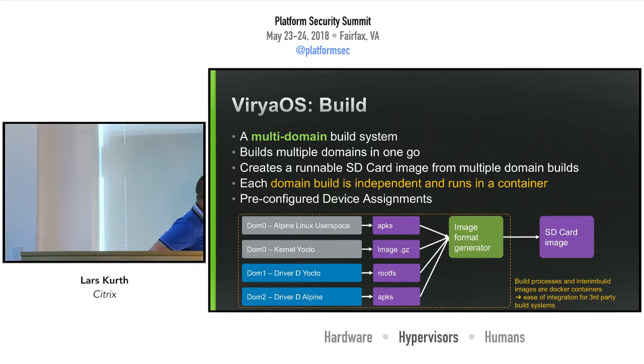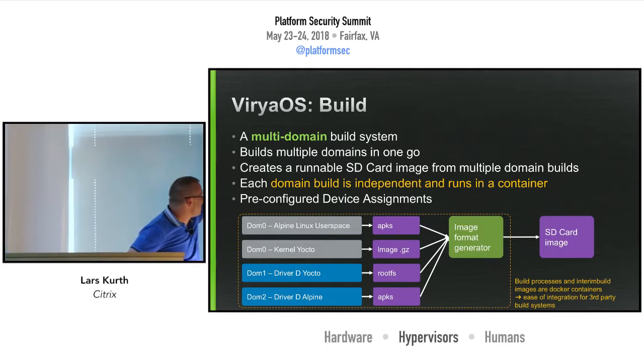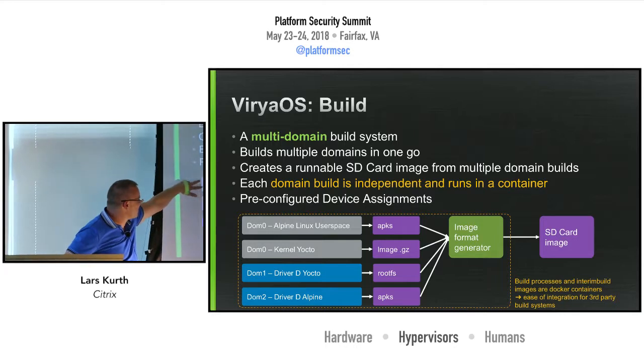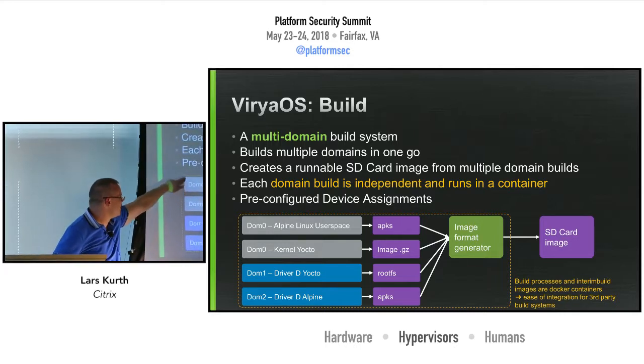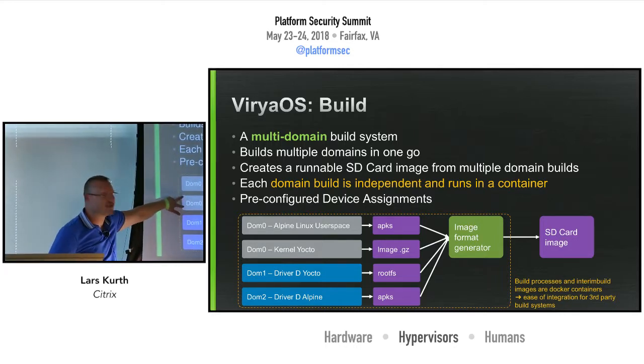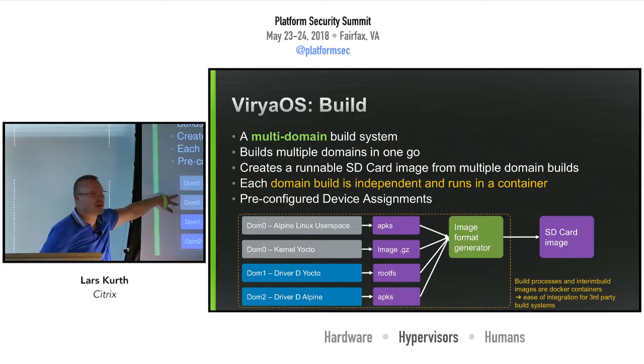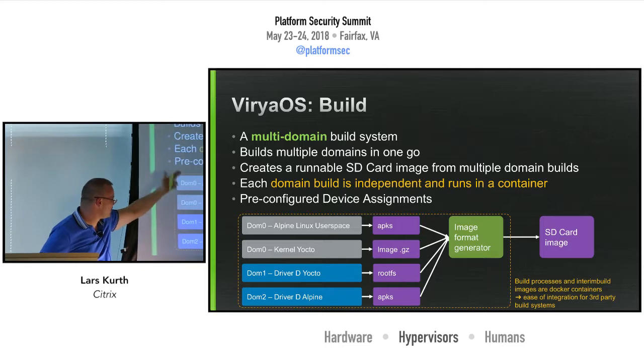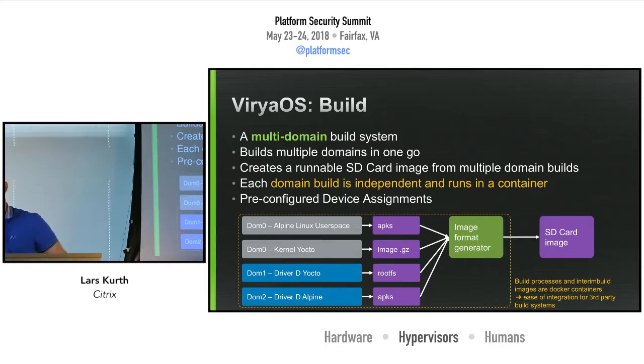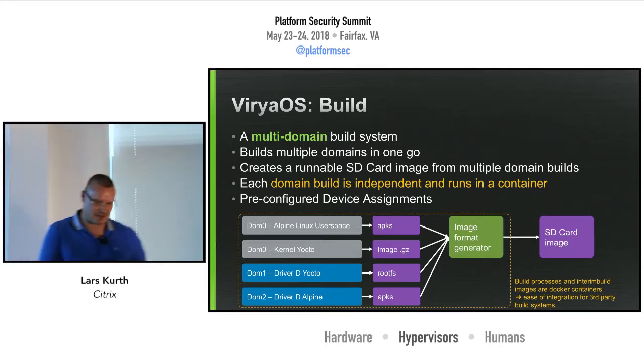Here, for example, you would use the Alpine build system for your user space, and you might use a Yocto-based build system like OpenXT to build the kernel, and then it just pulls it all together at the end. So that's the one part.